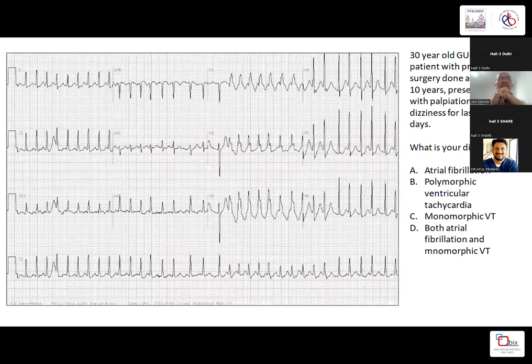This is again a 30-year-old. The answer was discussed in the previous slide, again that was Kapil's slide. This is a 30-year-old adult patient, with a previous history of surgery done 10 years back, who comes with dizziness for the past 3 days. What's the diagnosis?